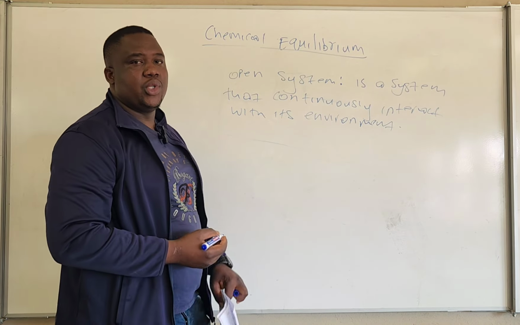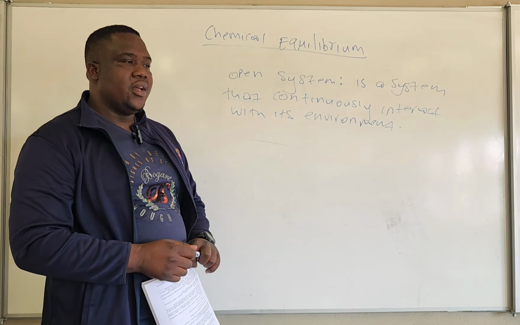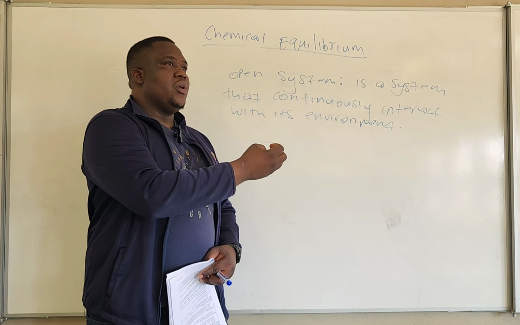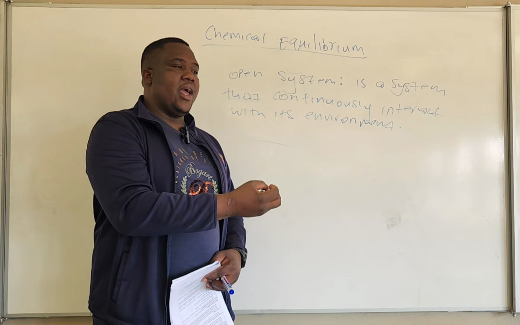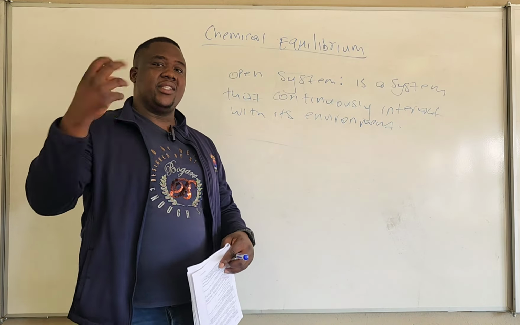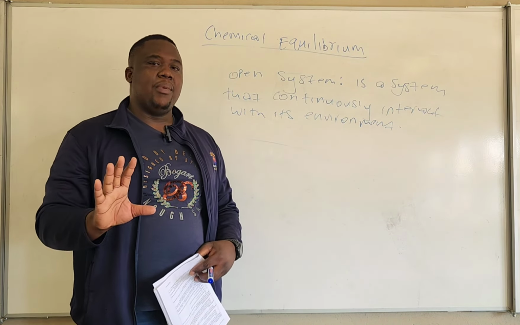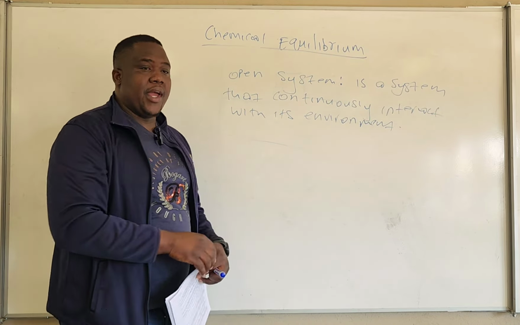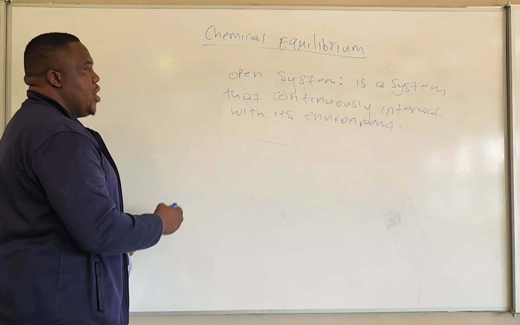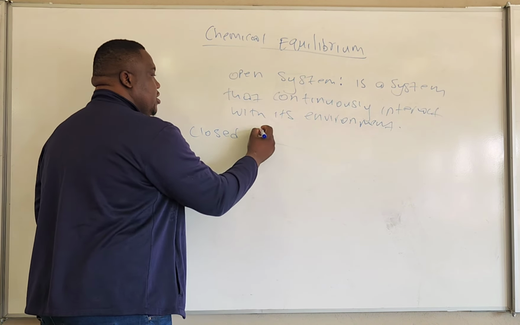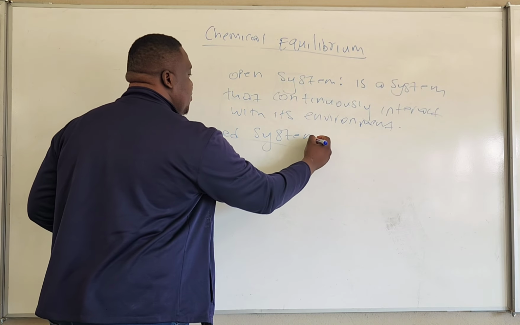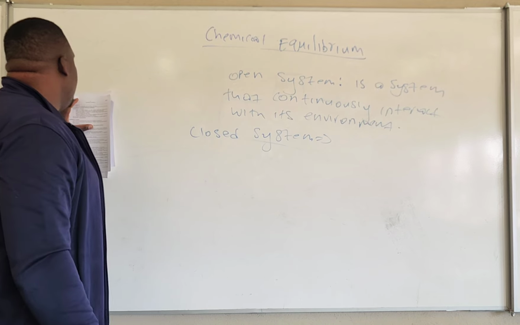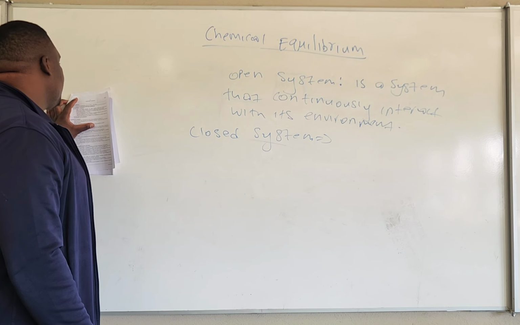An open system cannot reach equilibrium. So you need to notice that whenever we have an open system whereby the content of the experiment is able to escape the system, it means such a system is open and it cannot reach equilibrium. Equilibrium can only be reached when we have a closed system. A closed system is the only system whereby equilibrium is going to be reached.